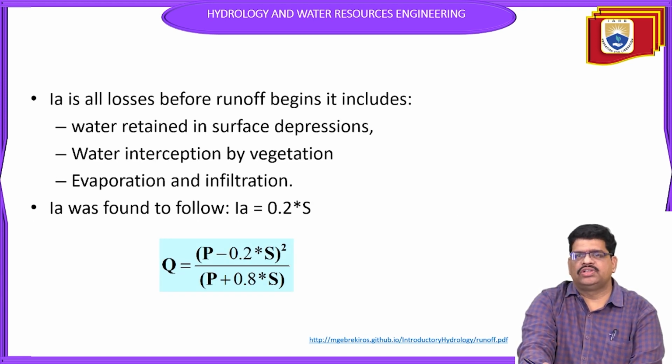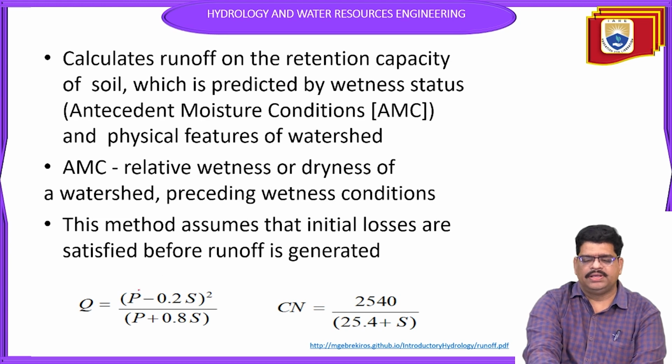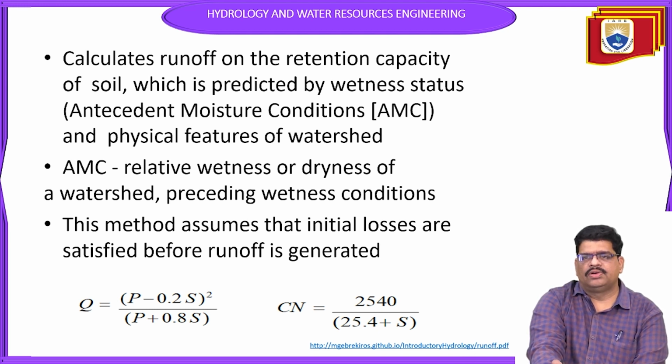Another formula, also accounting for evaporation, infiltration and other losses, is Q is equal to P minus 0.2S whole square by P plus 0.8S. So these are for the antecedent moisture conditions. Whichever formula you apply depends on your soil conditions, as we discussed, A, B, C, D, and from the A, B, C, D we have to apply the precipitation. Here P is how much precipitation it will be, which you have to collect from different sources. This is the CN value.